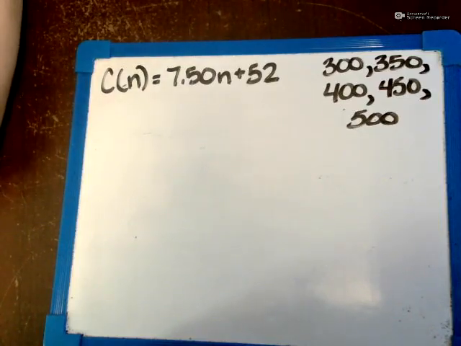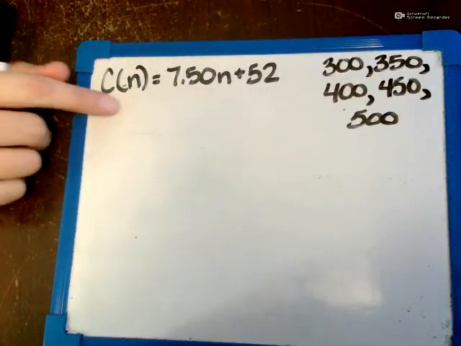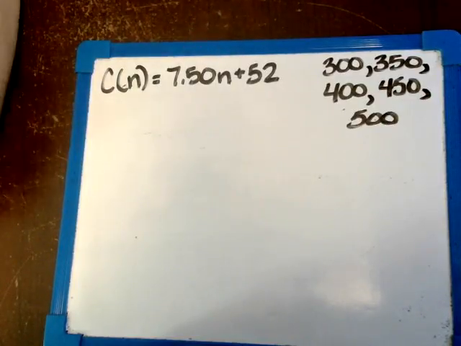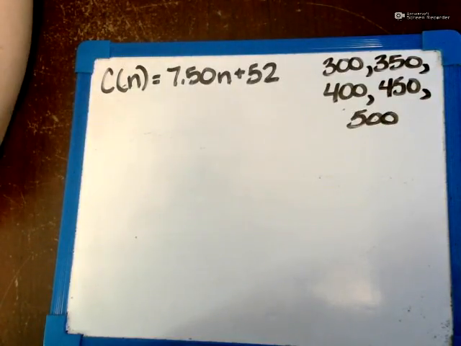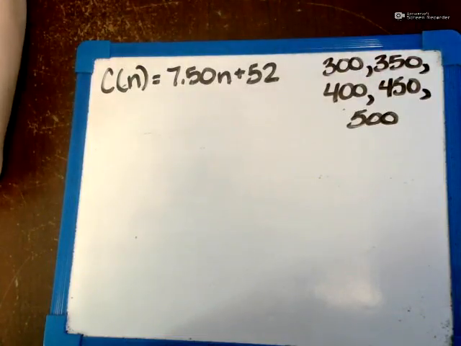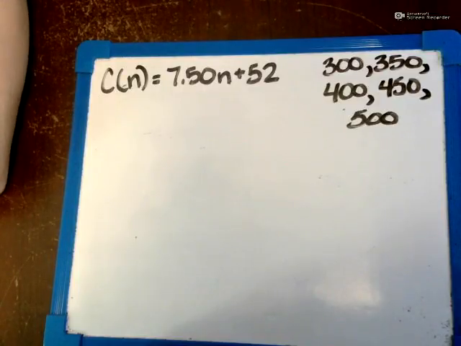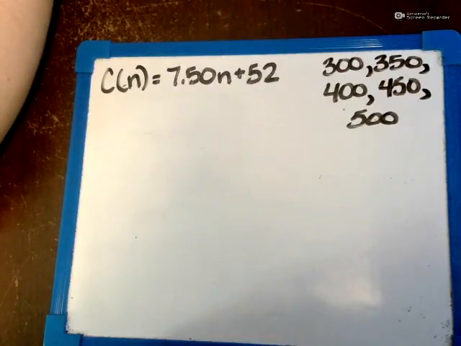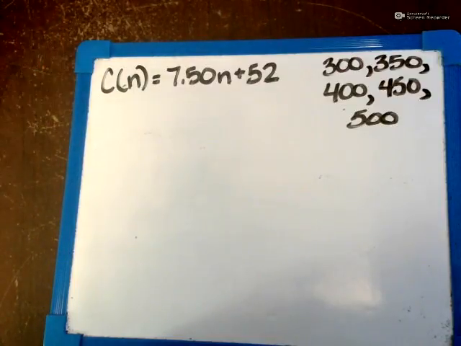This one is a word problem that's talking about a principal that wants to order shirts for their school. And this is the formula. C of n is equal to 7.50 n plus 52. And they want to know how much it would cost to get 300, 350, 400, 450, and 500 shirts. So you're going to go ahead and make a table and then fill out that table and see what you get. Also make an inference at the end about the results on your table.